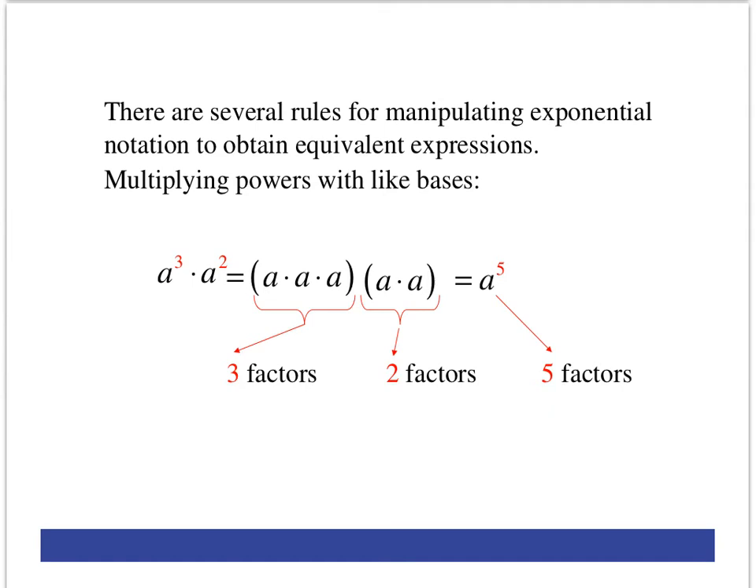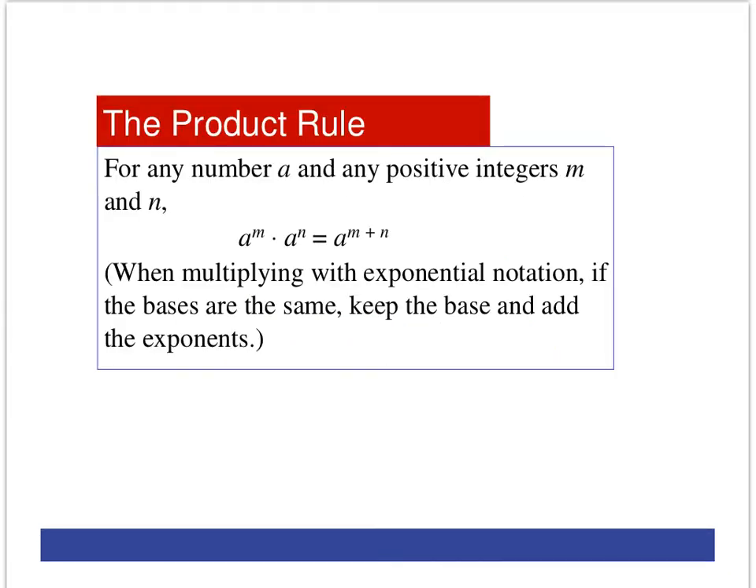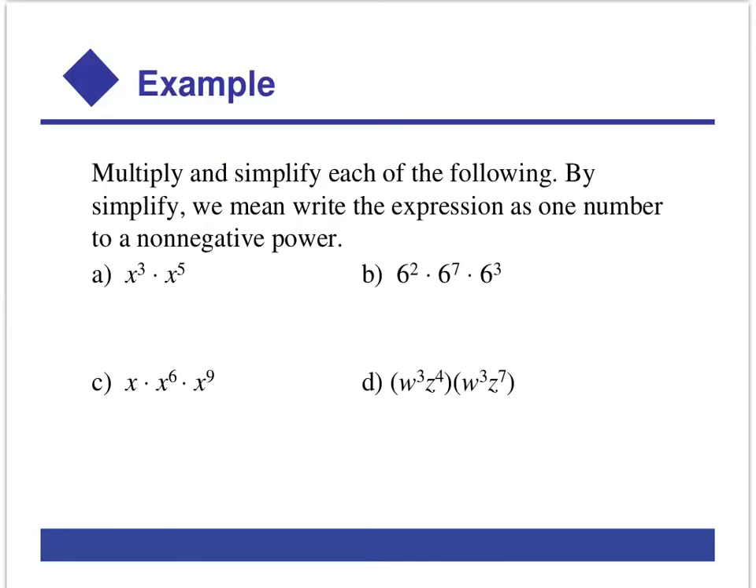There are several rules for manipulating exponential notation to obtain equivalent expressions. Multiplying powers with like bases is one of them. If they have a like base, then you simply just add the exponents. Okay? We're just going to add the exponents. And that's all this slide is saying. It's called the product rule. If they have the same base, you just add the exponents.